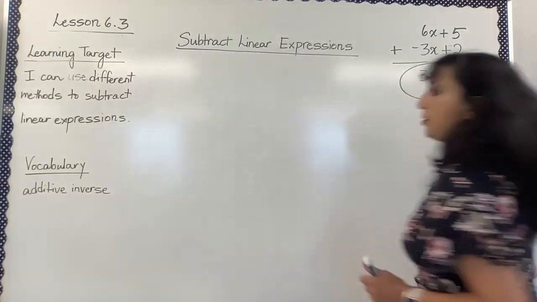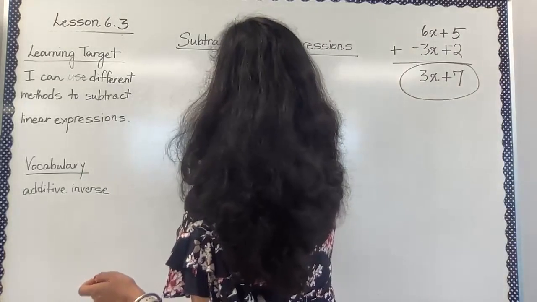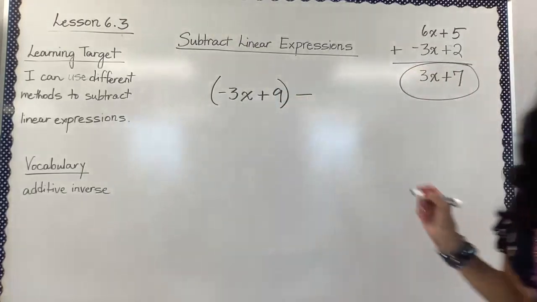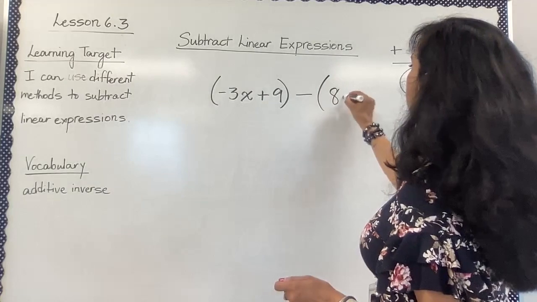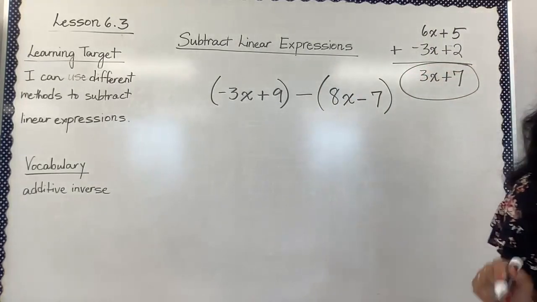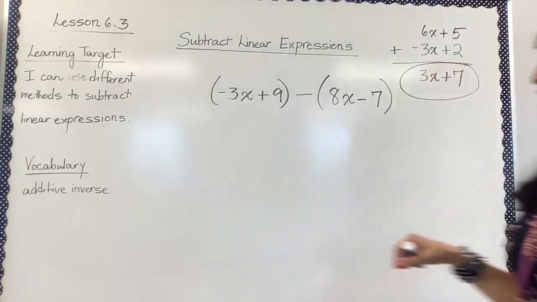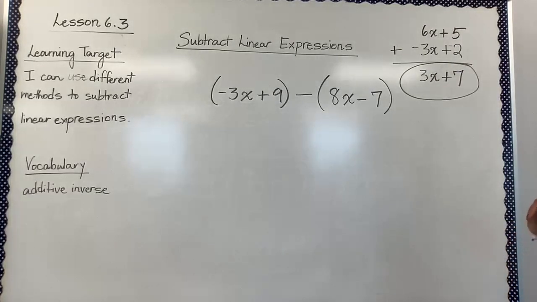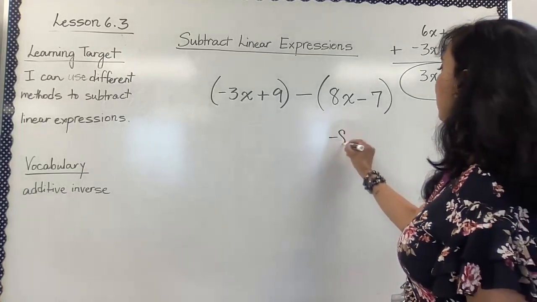All right, so if I give you a problem, negative 3x plus 9 minus 8x minus 7. The first thing I'm going to do is look at this and change the signs, because I am trying to find the additive inverse. What is the additive inverse of 8x? It would be negative 8x.